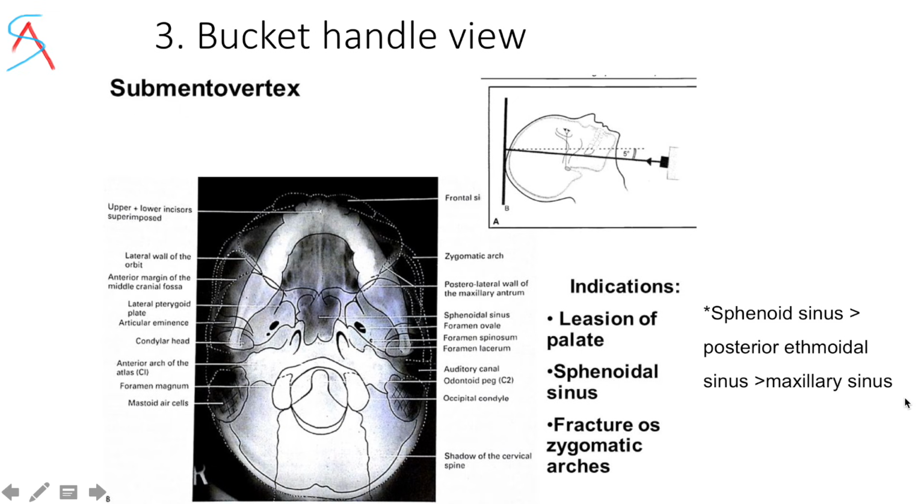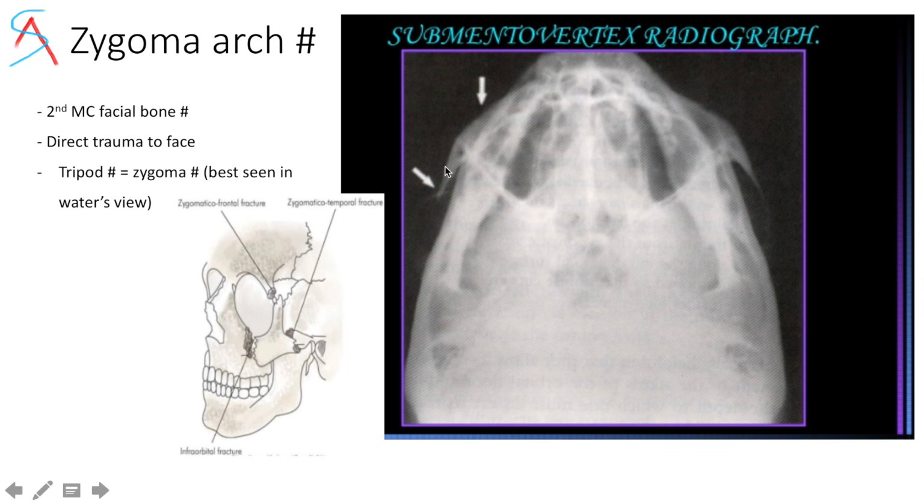Then we can see the posterior ethmoidal sinus and the maxillary sinus. So the zygomatic arch fracture you see best in submental vertex, but you see zygoma fracture best in Waters view. Zygoma fracture is also called tripod fracture.